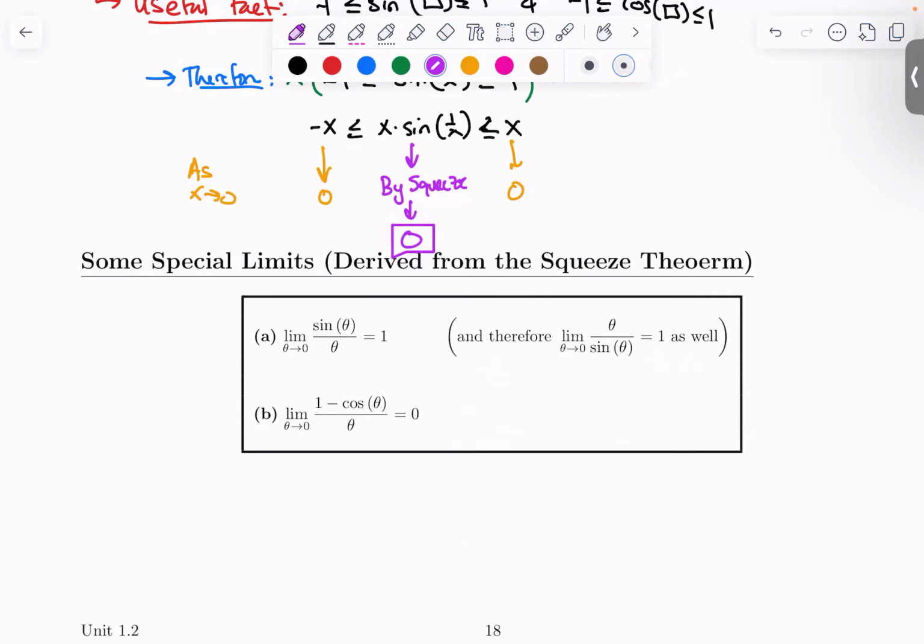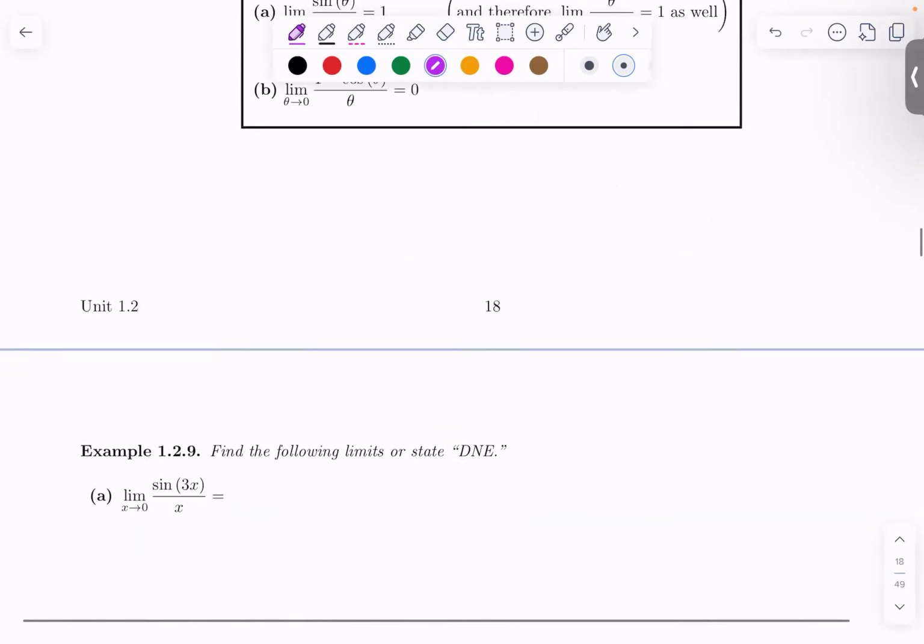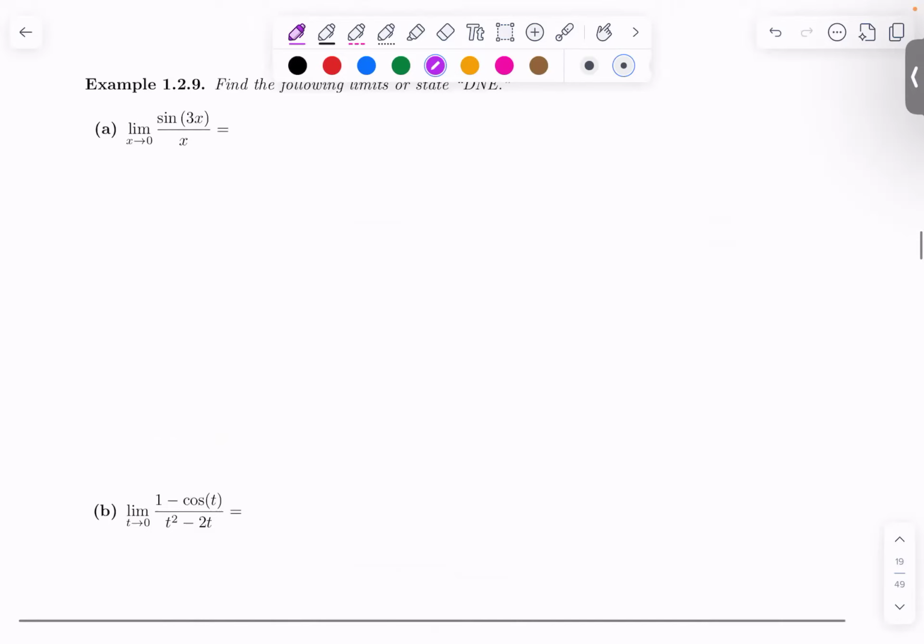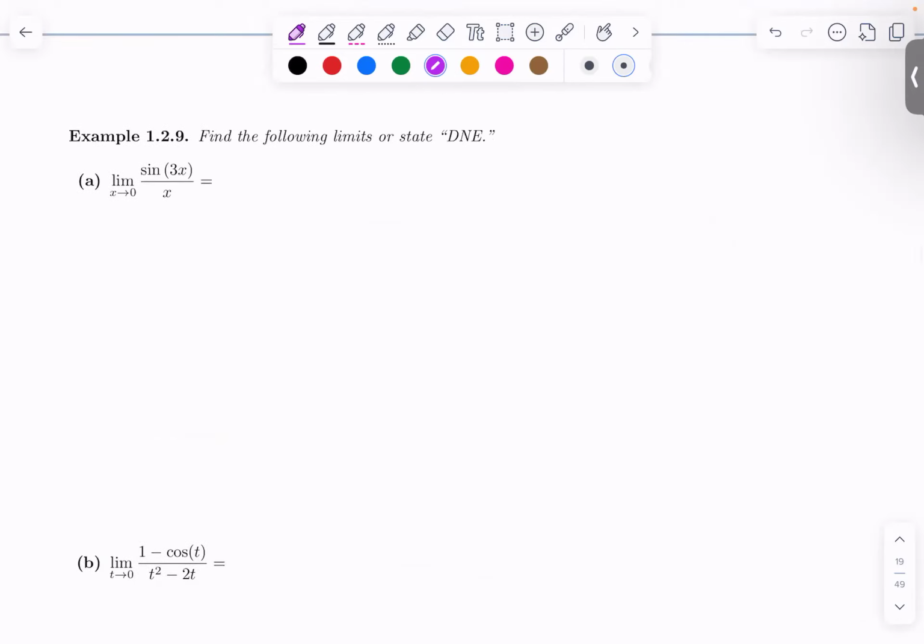You don't have to have them memorized. I'll provide them if they're needed, but you need to know how to work with them. So, this first one, the limit as x approaches 0 of sine of 3x divided by x.